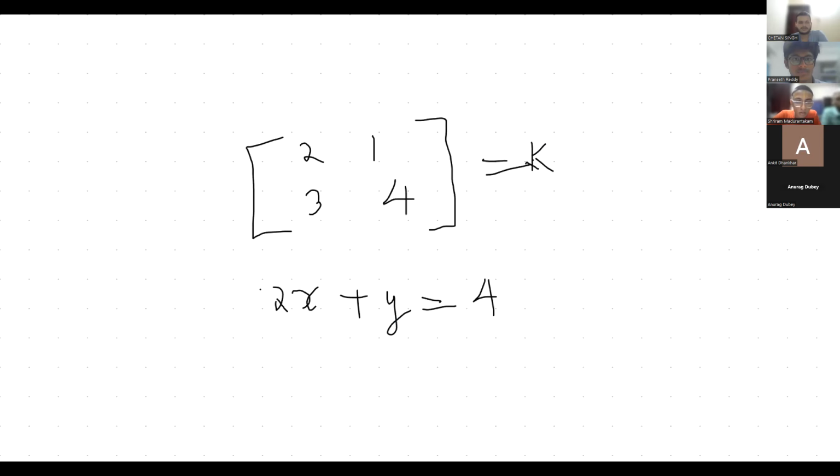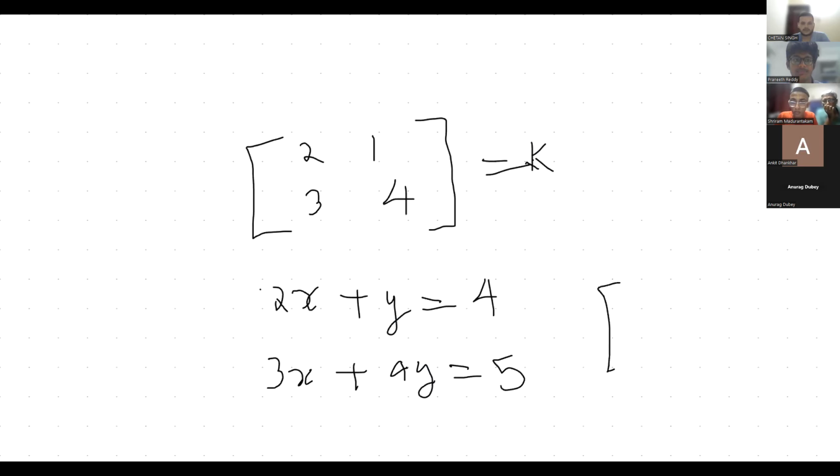Another equation, 3x plus 4y equals to say 5. So we have two equations. These are linear equations, and we can represent these in the form of a matrix. So we can take the coefficients of the variables and put them in a matrix.